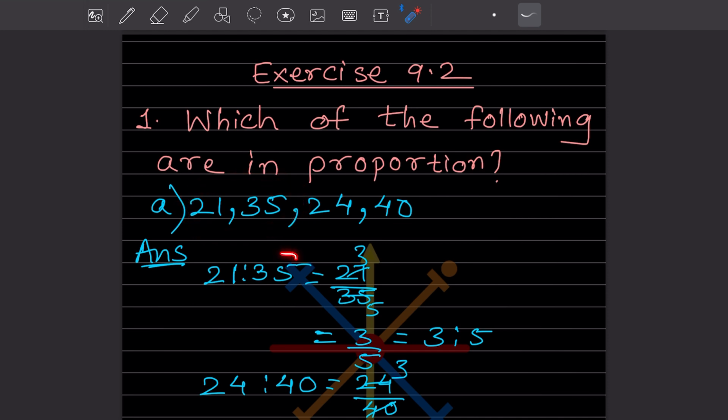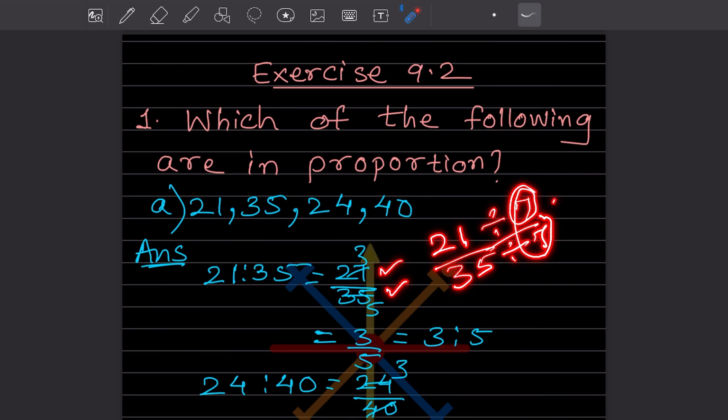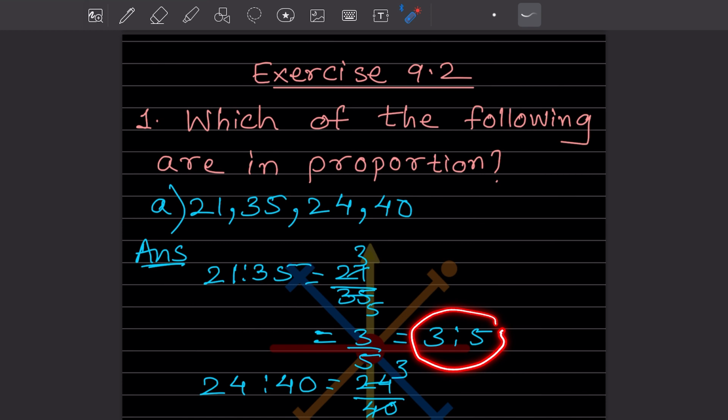We are going to write the ratio of these, 21 is to 35. So I can divide this. When we divide it, 21 is divisible by 7. 7 threes are 21 and 7 fives are 35. If I divide both numbers by 7, it is going to be 3 by 5, and 3 by 5 is nothing but 3 is to 5. Okay, both are the same.